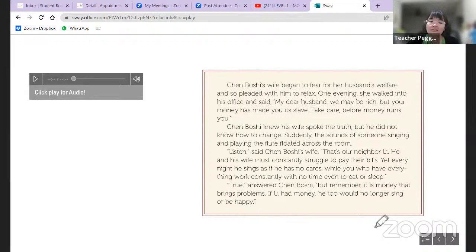But then Chen Boshi argued. Chen Boshi said, yes, they are happy, but remember, money actually brings problems. If our neighbor has money, he will not be singing or playing flute anymore. He will not be as happy as now anymore. This is what Chen Boshi said.